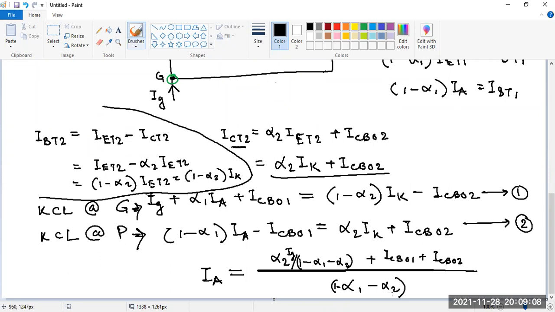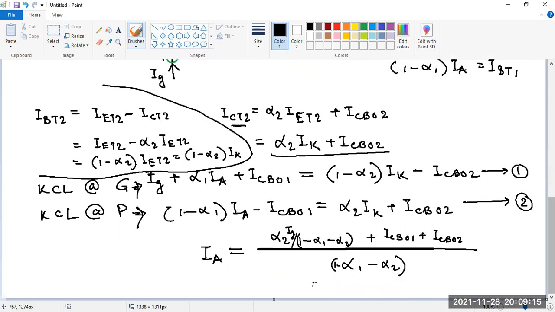Sir, alpha 2 Ig plus ICBO1 plus ICBO2 divided by this denominator. Is this term wrong only? Yes sir, that should be only alpha 2 Ig, divided by this.